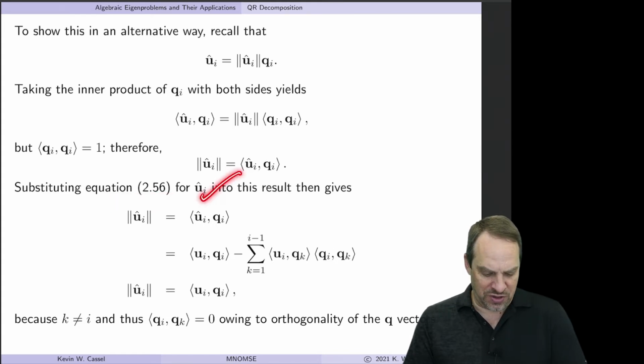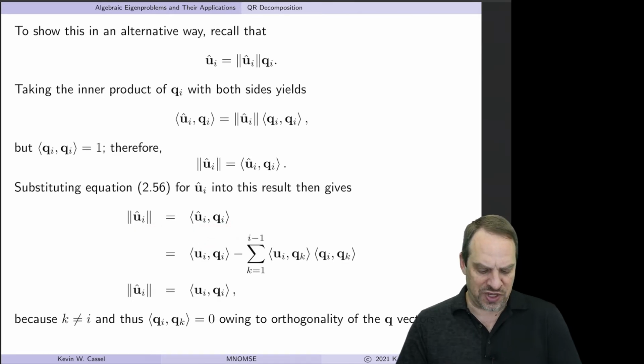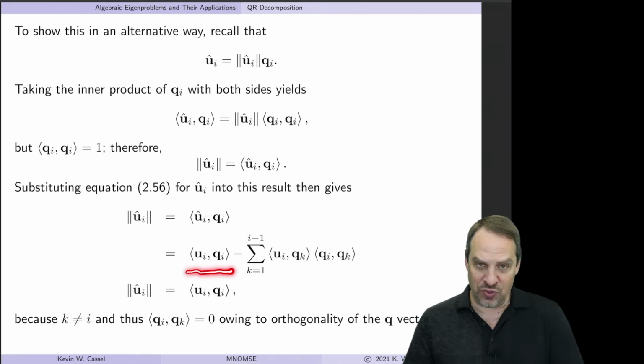We have from here that the norm is equal to the inner product of ui hat with qi, and then from the relationship on the previous slide, we can rewrite this as the inner product of ui with qi, and then subtract off our sum.